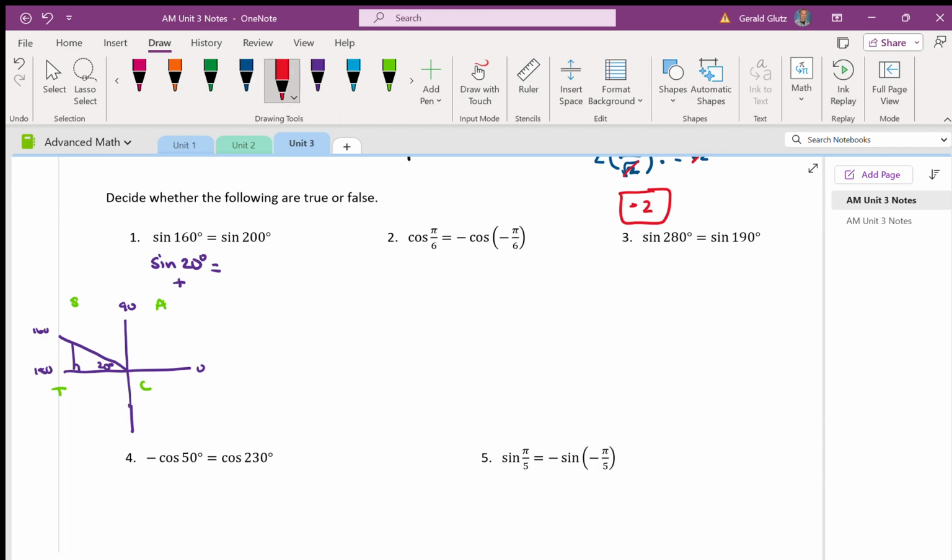And then I'll also have sine of 200, which is 20 past 180. So this would be 20 degrees. Although only tangent is positive here, so sine would be negative. It is sine 20, but this would be a negative. So we have the right number there, but the wrong sign, so this is not true, so that would be false.